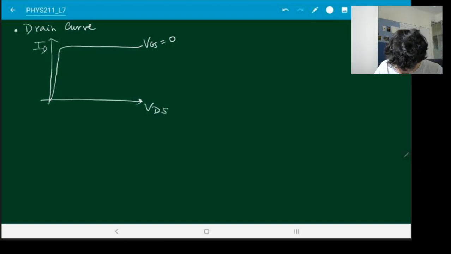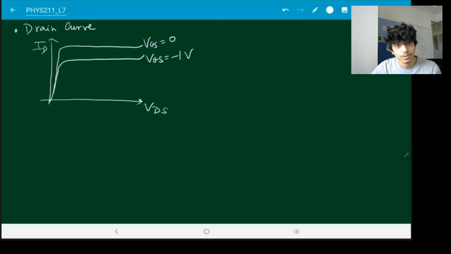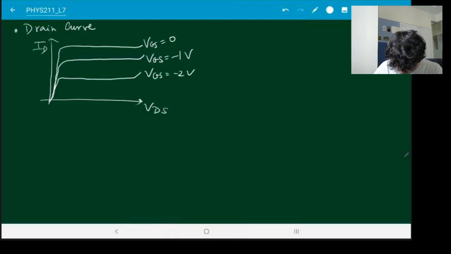Then let's say I change the value of VGS, let's say minus 1 volt. Remember, VGS is always going to be negative. Then minus 2, minus 3, and so on.